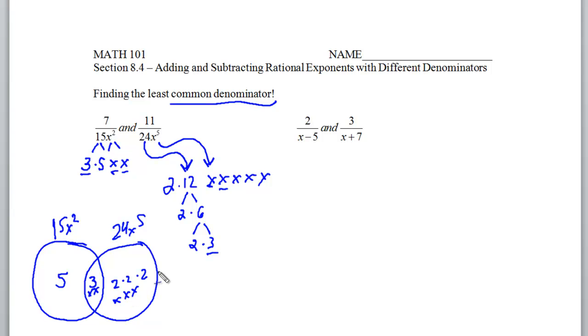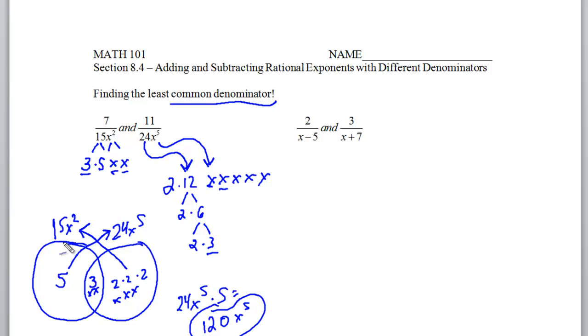it out. So, what I would need to get my common denominator, I would either need to multiply this by 5, or multiply this 15x squared by 8x cubed. Well, obviously the quickest way to do that would be multiplying this side by 5, so 24x to the 5th multiplying by 5 is going to give me my common denominator of 120x to the 5th.